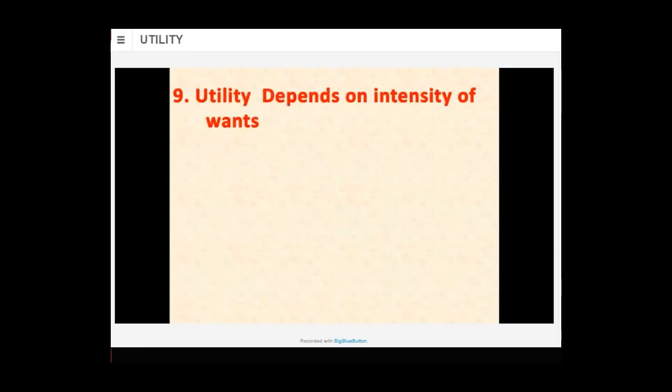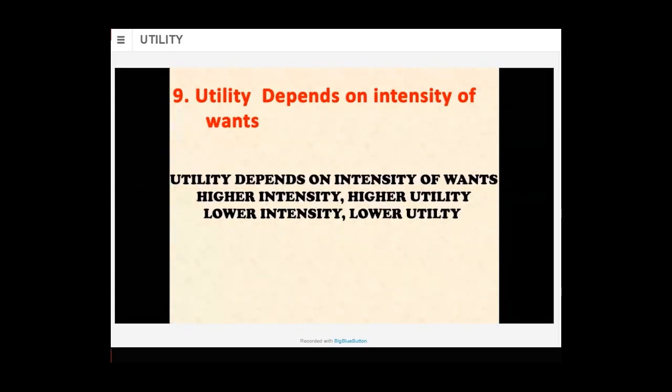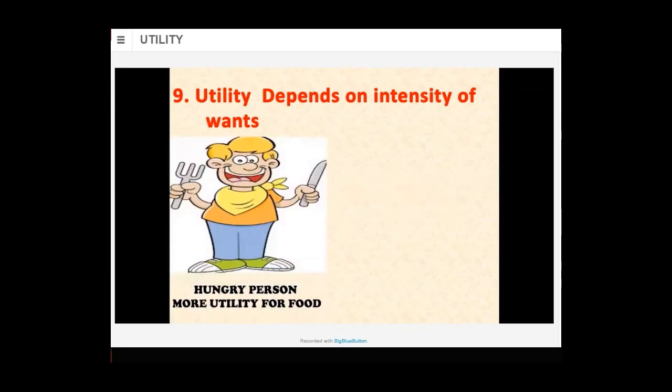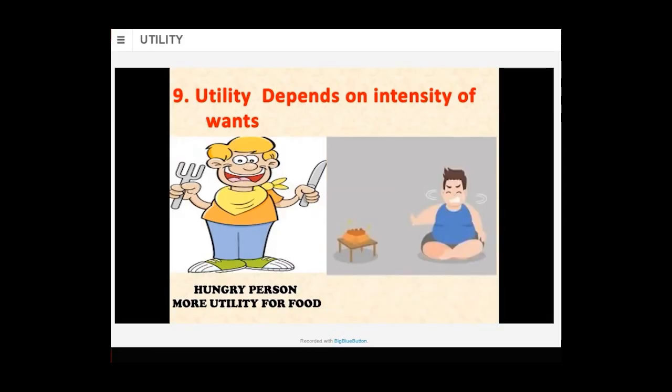Utility depends upon intensity of work. Higher the intensity, higher will be the utility, and lower the intensity, lower will be the utility. Just say if a person is hungry, will have huge utility for the food. But if the person is not feeling hungry, then he will have less utility for the food.